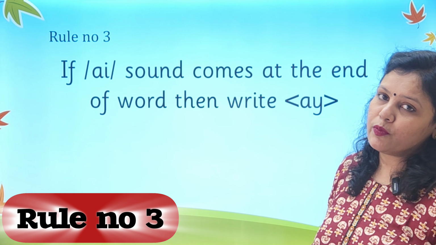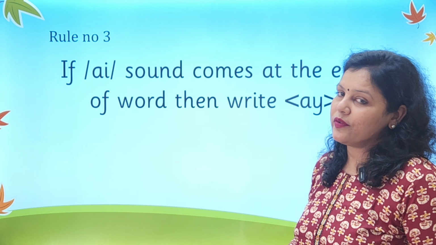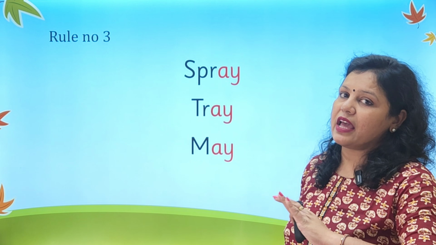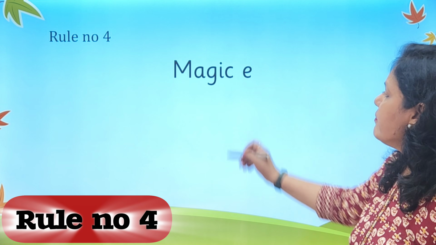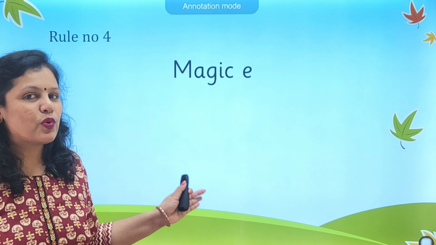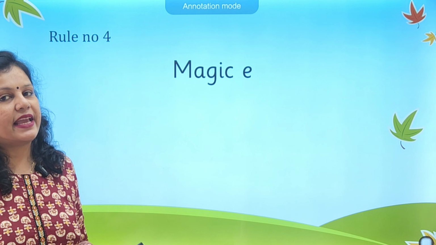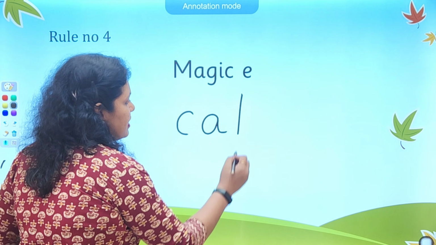Similarly, rule number 3 that we had seen in the previous video, that if the A sound comes at the end of the word, then we write it with the help of AY, as in spray, tray and may. This is what we have done in the previous video. Now let us see, when we go further, we have magic E. Now what is magic E? So this rule is also going to give you a clear description of why the letter A gives you the A sound. As in, we have a word like this.